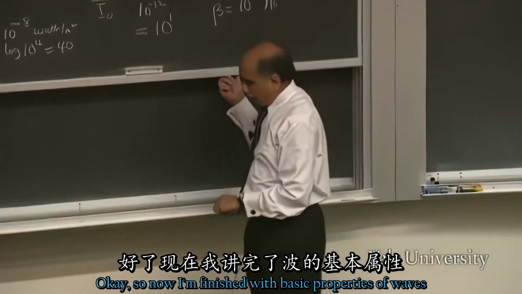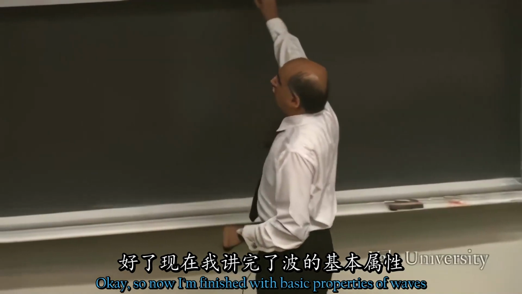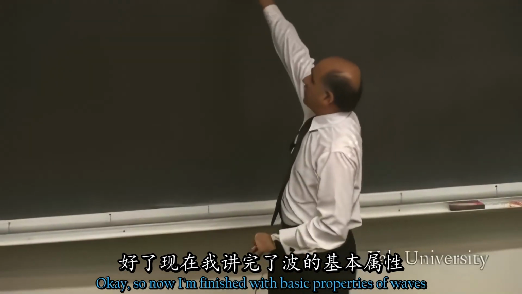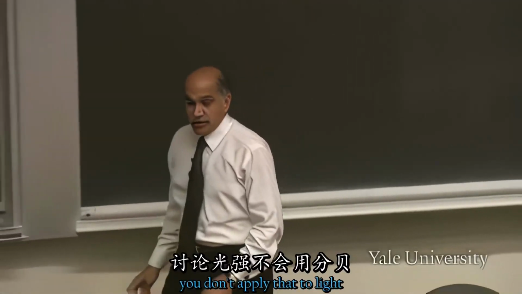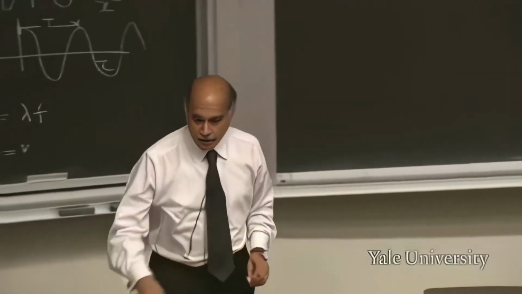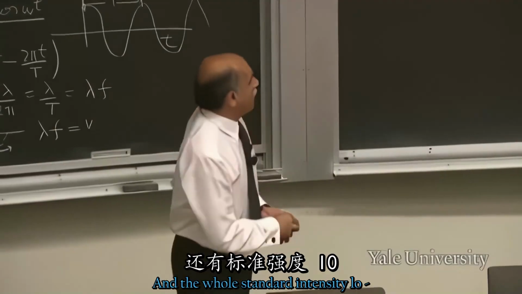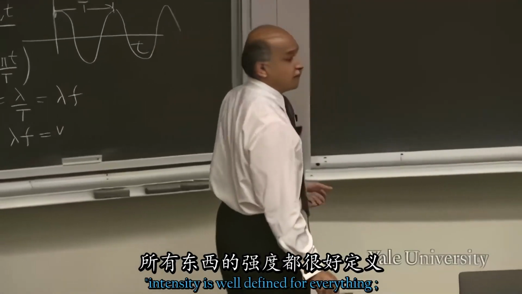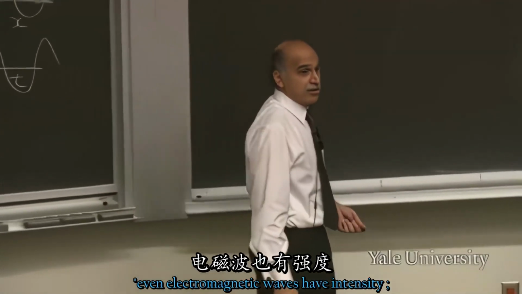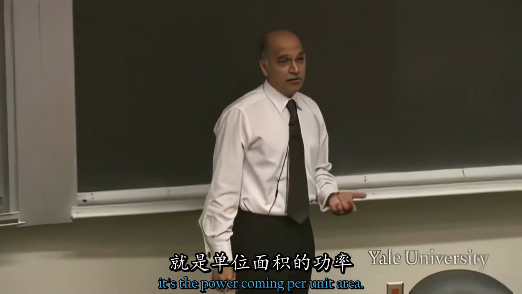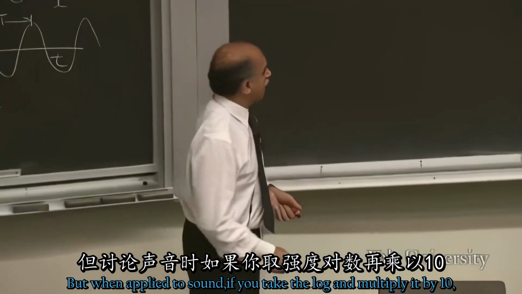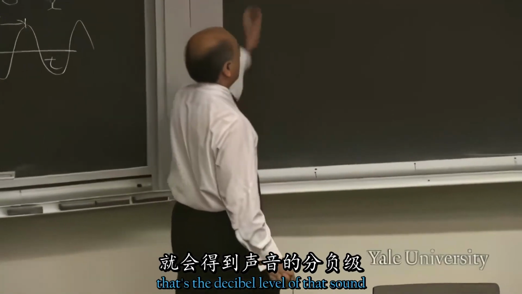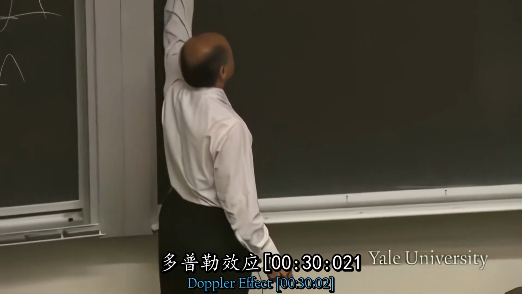Okay, so now I'm finished with the basic properties of waves. Decibels is a property just for sound. You don't apply that to light. And the whole standard intensity, I naught. Intensity is well defined for everything. Even electromagnetic waves have intensity. It's the power coming per unit area. But when applied to sound, if you take the log and multiply by 10, that's the decibel level of that sound.